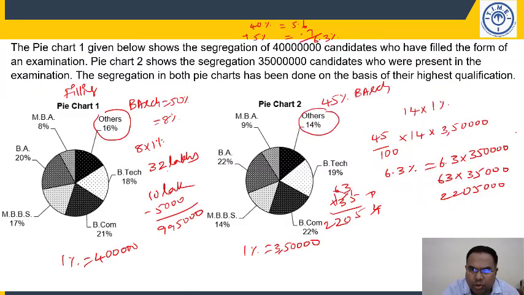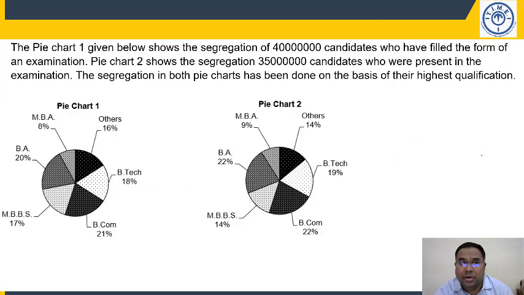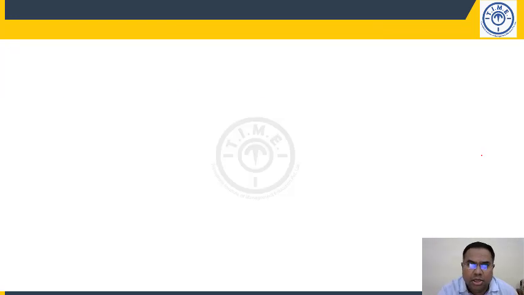Or you can also do it like this. In 14, 2 zeros will get cancelled. So you multiply 45 into 14 into 35, and then also you get the same number. Anyway, this is easy. You find 45% of 14%, which is 6.3%, then 6.3 into 3,50,000. So this is calculation based when compared to your previous set, right? So try this question, students.